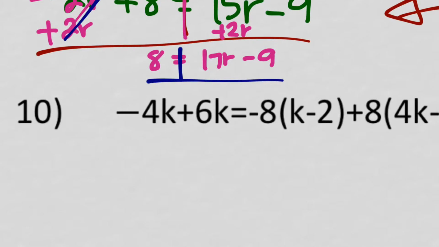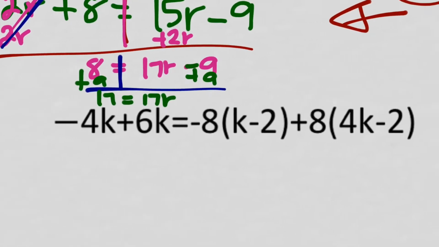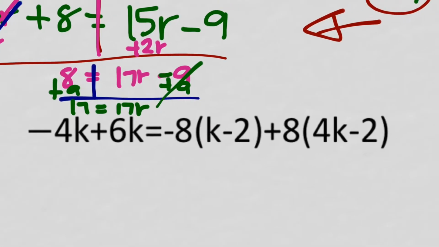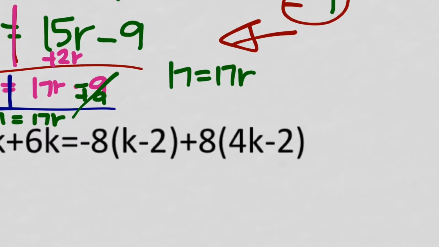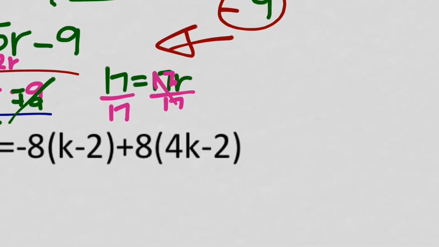Now the term that is on the same side as the r is a negative 9, same side of the equal sign. So I have to do the opposite of subtraction, which is to add. So 8 plus 9 is 17, and this is going to equal 17r. The negative 9 plus 9 cancel out. I'm going to write the 17 and the 17r on the right. The opposite of multiplying by 17 is to divide by 17. So 17 divided by 17 is equal to 1. So r is equal to 1.